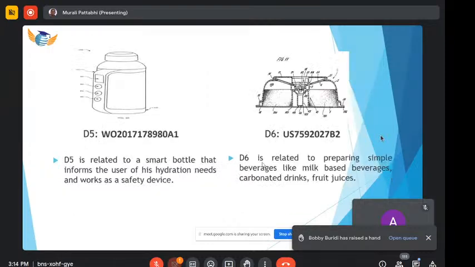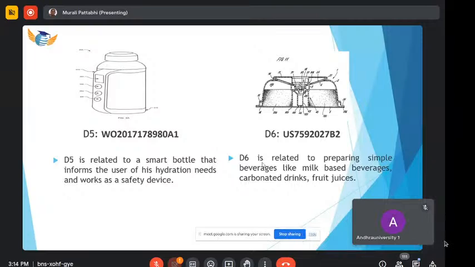And if you see D5, it is a smart bottle. It shows your hydration levels, your work, safety, etc. But you don't prepare anything in this. You can fill the energy drink into that bottle, but it doesn't prepare anything. It only has a provision to fill. You can monitor your hydration levels and everything. This is a smart bottle, but it doesn't have any preparation feature like what we have in our application.